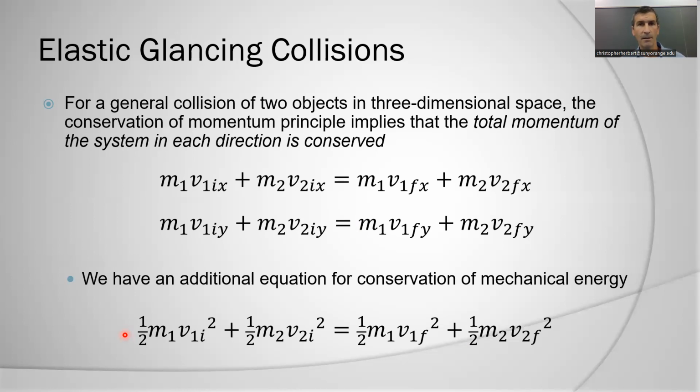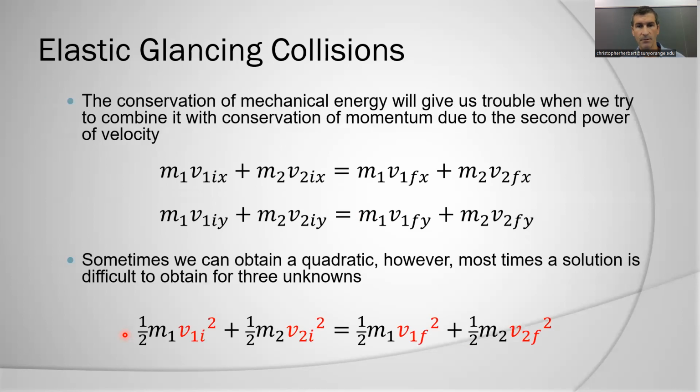The problem that happens here, if we look at the equations, we can clearly see that this new equation adds velocities to the second power. That makes it difficult to combine with these two equations right here. Oftentimes, when we're solving a system of equations, we can use linear techniques to combine the two.